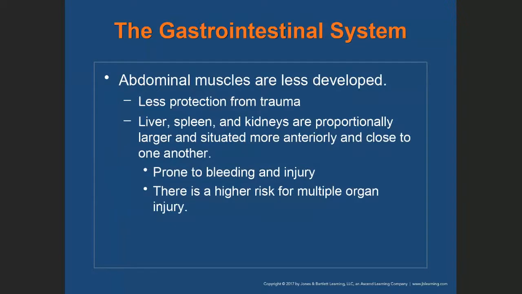Now, let's look at the gastrointestinal system. Abdominal muscles are less developed. There is less protection from trauma. The liver, spleen, and kidneys are proportionally larger, and they are more anterior, right? So they are proportionally larger. They take up more space in their abdomen, and they are more anterior, which puts them at a risk for injury. And these are vascular organs, so they can bleed quite significantly. So there is a higher risk for multiple organ injury.